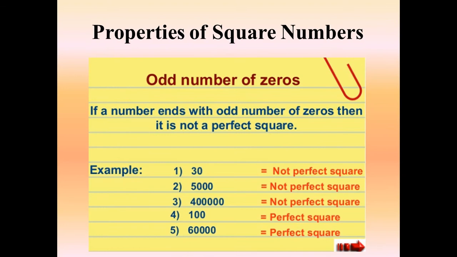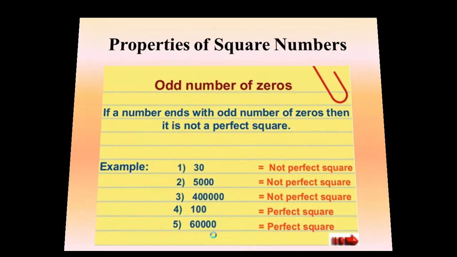So we can say that if a number ends with an odd number of zeros, then it can never be a perfect square. For example, 30 has a zero, but it is an odd number of zeros, so it can never be a perfect square. 5000, three zeros are there, can never be a perfect square. But 60,000 has four zeros, so it may or may not be a perfect square.